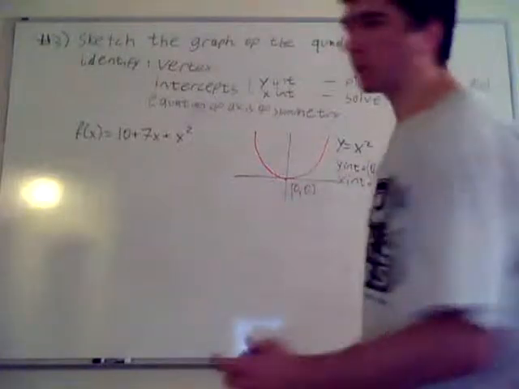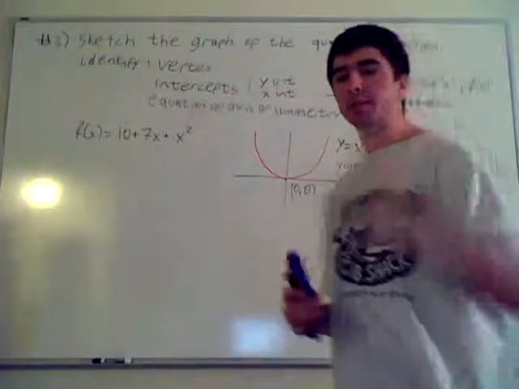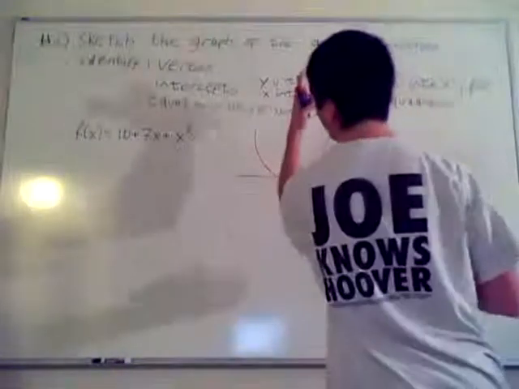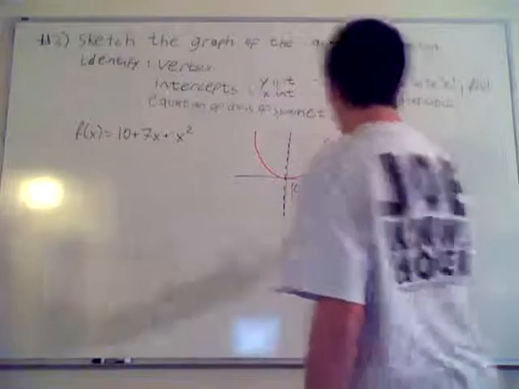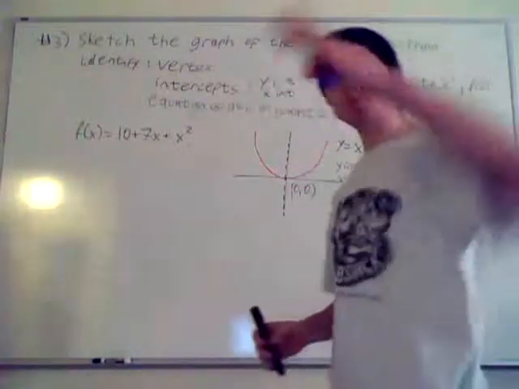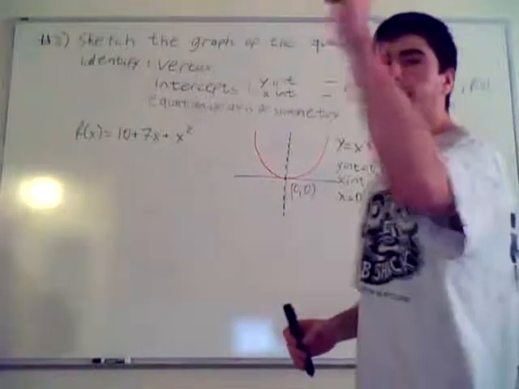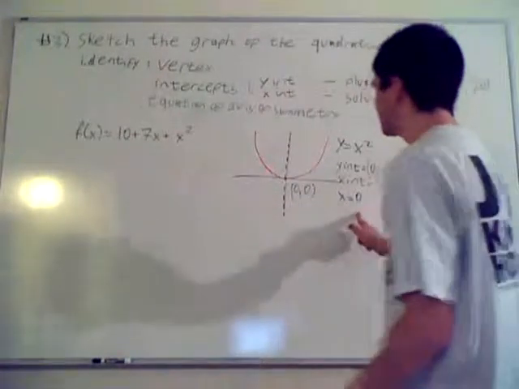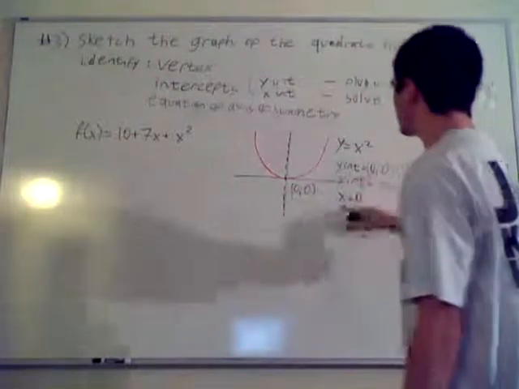Okay, finally, axis of symmetry. You know what symmetric means? It's like a mirror on both sides, it's the same. So you're basically trying to find where it is the same on both sides. Obviously, you can see it's right here at the equation x equals 0. When you have a vertical line, you write it as x equals a number, like x equals 2. So your equation of the axis of symmetry for x squared is x equals 0.